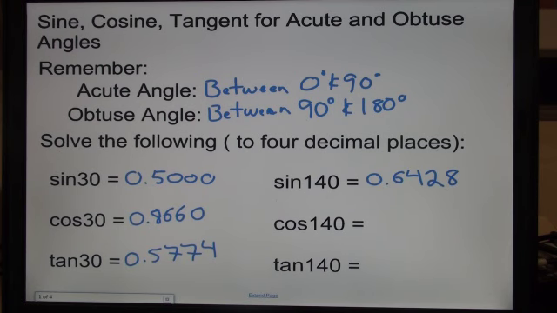We can punch in some obtuse angles now, and we get the value of the sine to be 0.6428. The cosine to be negative, so there's something new. The cosine of an obtuse angle is a negative number. And the tangent of an obtuse angle is also negative at 0.8391. You could always take a minute and try this in your calculator to ensure that you can do it without any problem.